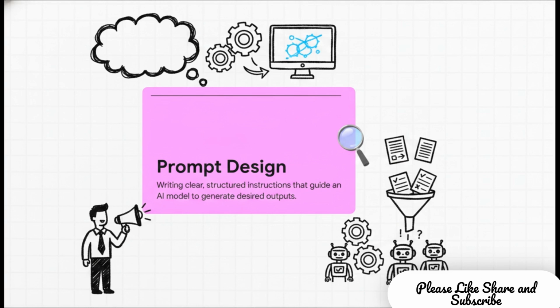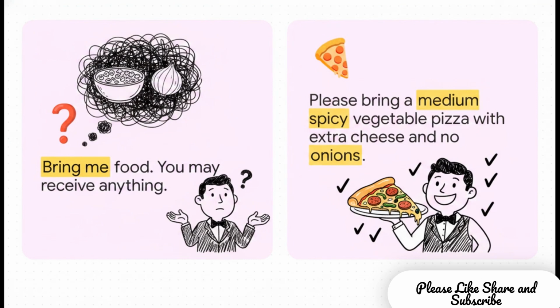It's really that simple. I mean, imagine walking into a restaurant. If you just stare at the waiter and say, "Bring me food," you could receive literally anything. A bowl of dry cereal, maybe a raw onion. But if you ask for a medium spicy vegetable pizza with extra cheese and no onions, you get exactly what you want. And this brilliantly illustrates why throwing vague tasks at an AI is just a total recipe for chaos. The detailed request is clear, and AI behaves in this exact same way.